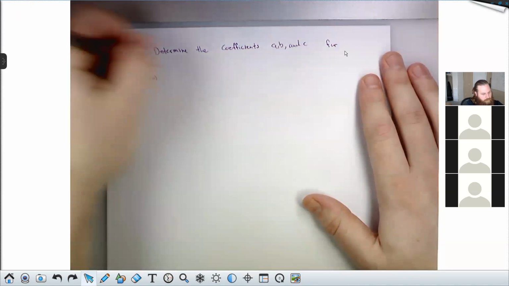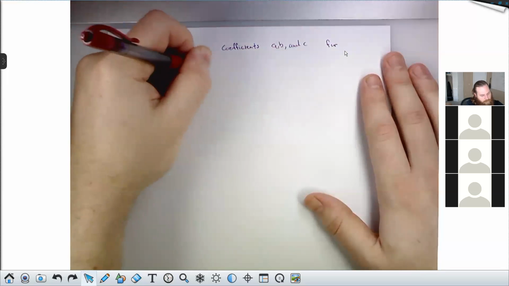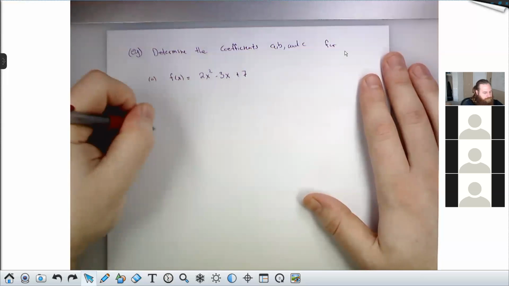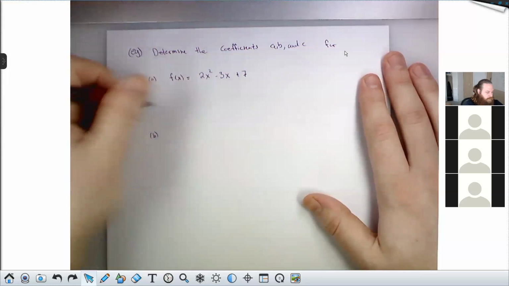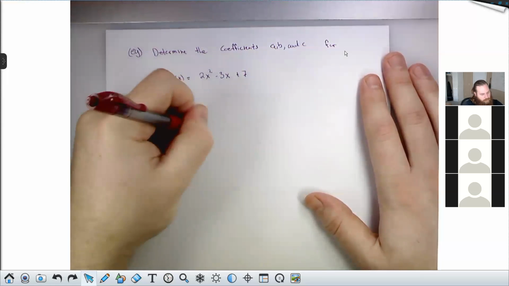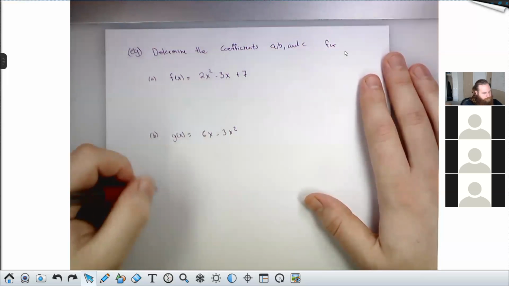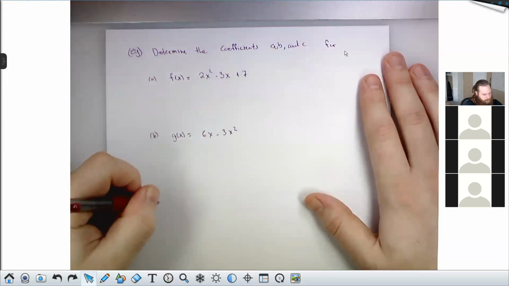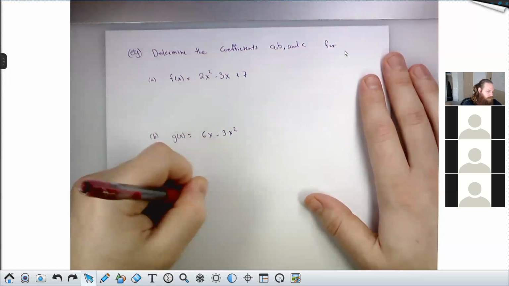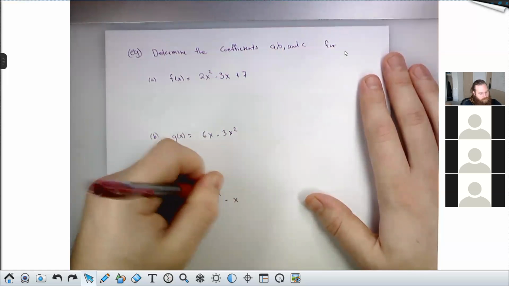I'll do several parts here. f of x equals 2x squared minus 3x plus 7. g of x equals 6x minus 3x squared. And h of x equals x squared minus x.